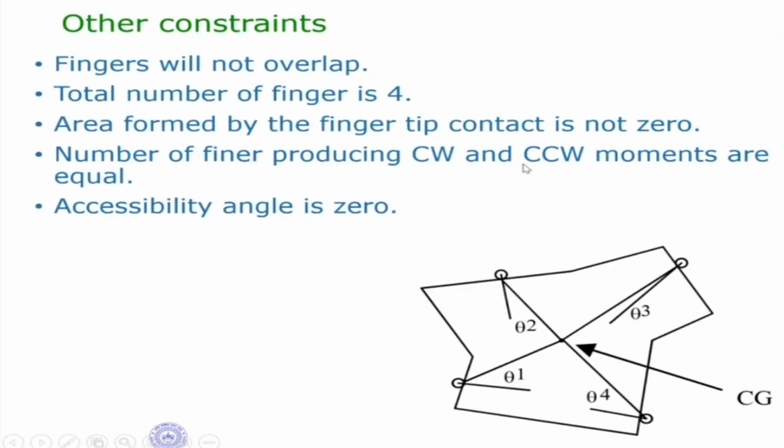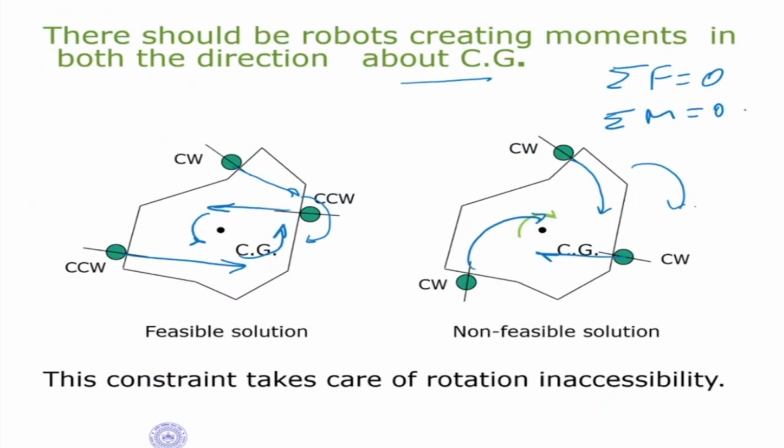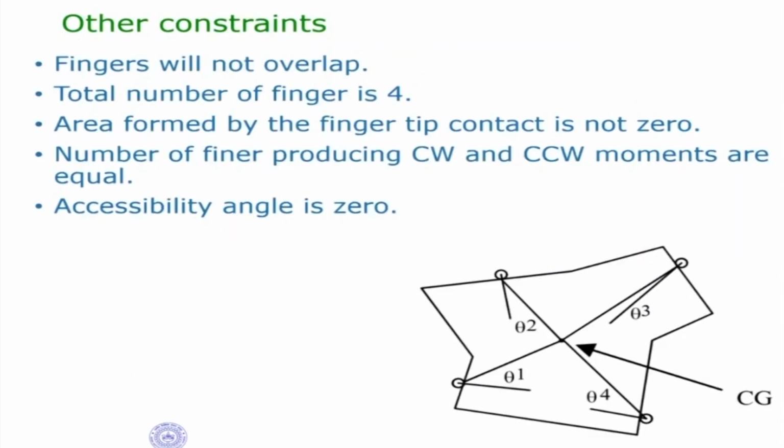So this is what we are talking about. Now, is there any other constraint? The other constraints that are required: one is that the moment should be clockwise and anti-clockwise. The other constraints are that the fingers should not overlap, there should not be one finger sitting on top of another finger, and the total number of fingers should be 4. This we are minimizing. You can leave it.